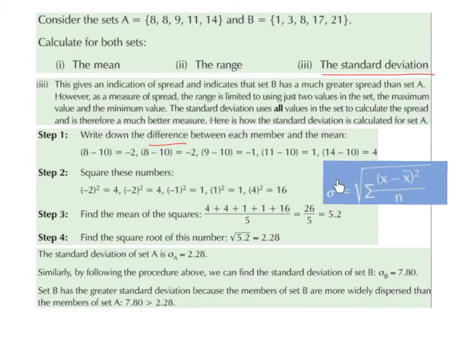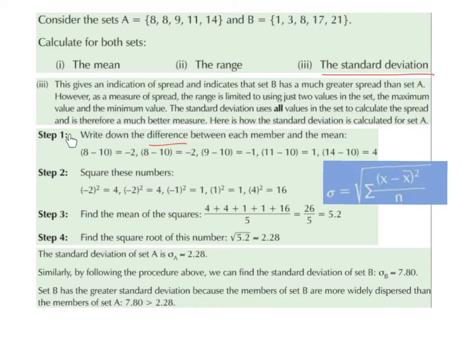This formula is given to you in your formula book, and it's important to follow the steps following BODMAS or BIMDAS or BIRDMAS, whichever way you learned it, which means we do what's inside the brackets first, then we square it, then we add them together and divide by the amount, and then at the end we apply the square root.